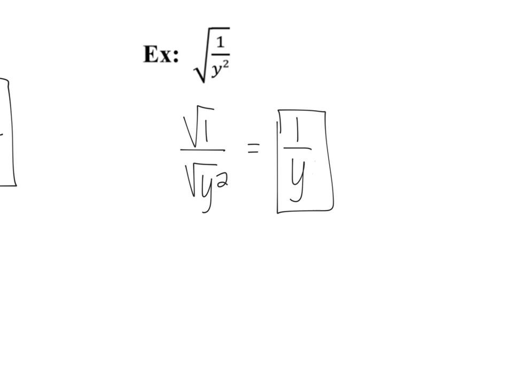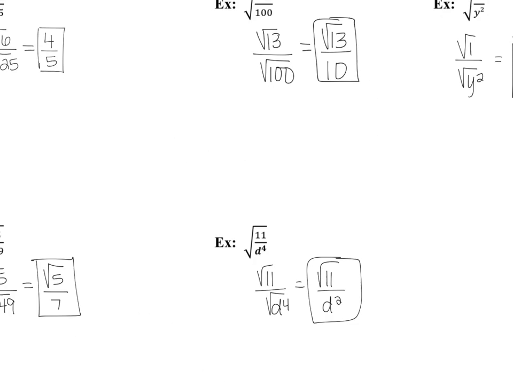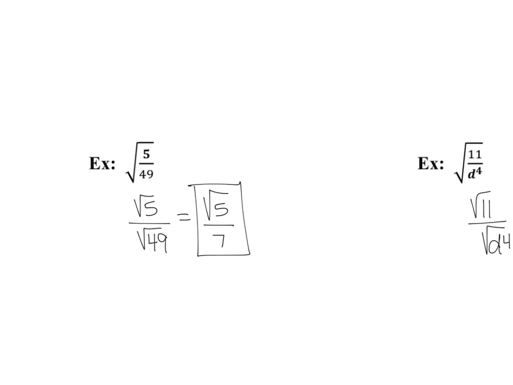So in this first example, because it's a fraction inside, I can split them each, make it square root of 1 over square root of y squared. Square root of y squared is y, and then don't forget that the square root of 1 is just 1. A lot of people forget that one. On the second example, I can split it so it's the square root of 5 over the square root of 49, but I know the square root of 49 is 7. I don't know the square root of 5, so that's my answer.